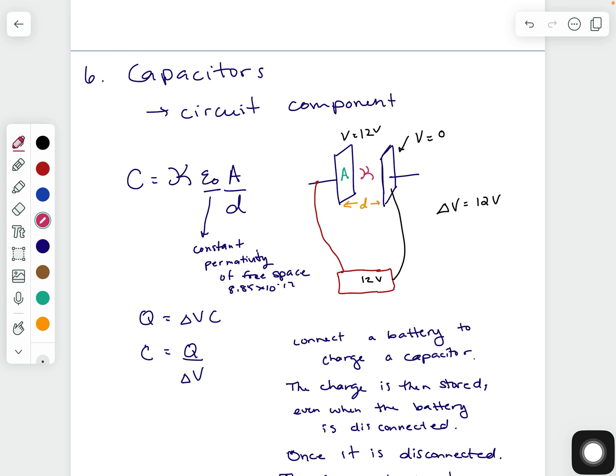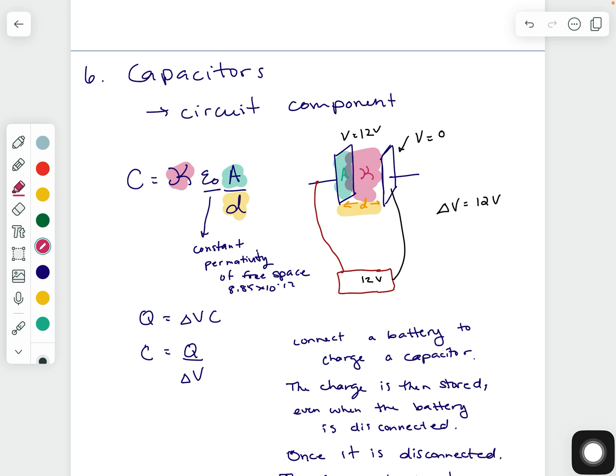But because it's an actual component, it has a physical makeup of area, distance between, and whatever materials are put in between. So a capacitor looks like two plates. They can be circular, square, or rectangular, and each of the plates has an area. So the area would be here, and this would be our A in our equation. They are distance D apart, and depending on what is in between, we would have a kappa.